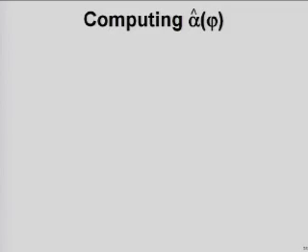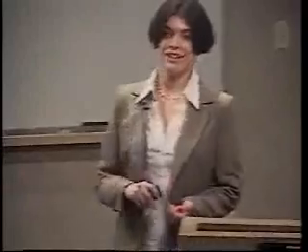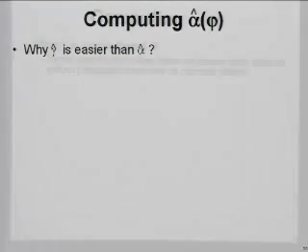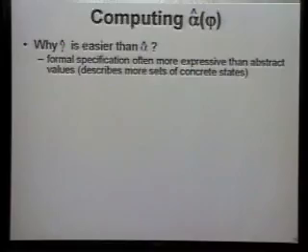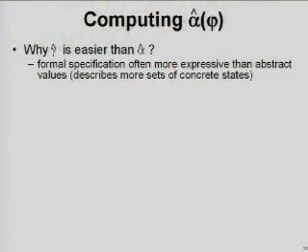So I'm going to talk now about how I'm implementing alpha hat. Gamma hat is easy, I showed some examples. And alpha hat is more complicated. The reason is that in alpha hat we are going from specifications which are more expressive to something less expressive. We talked about it before.